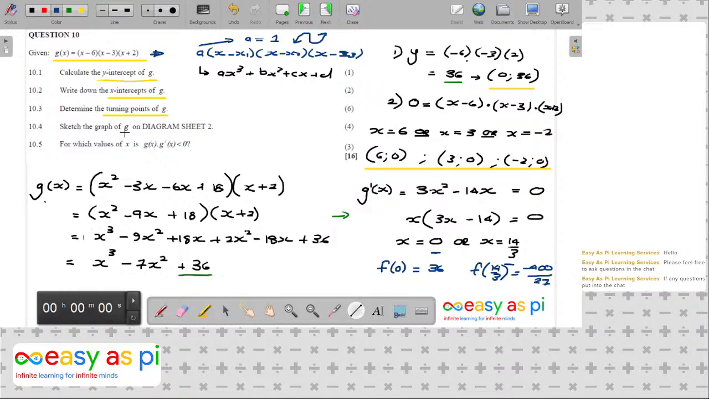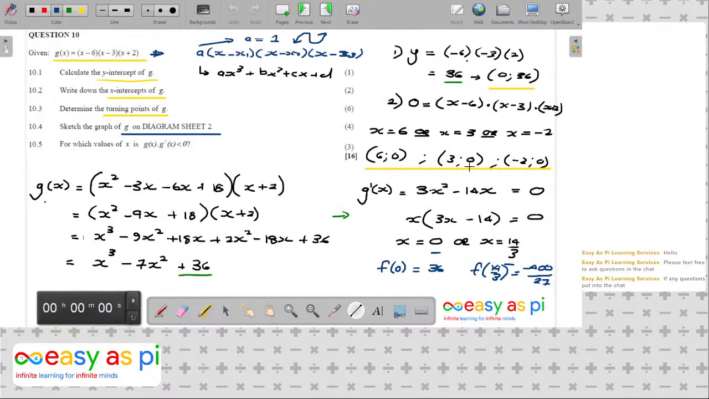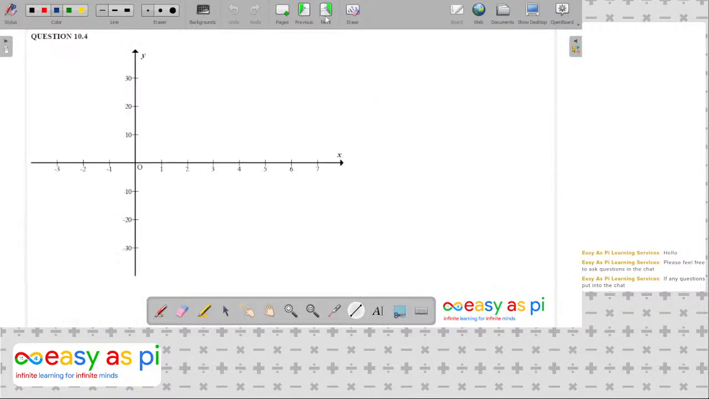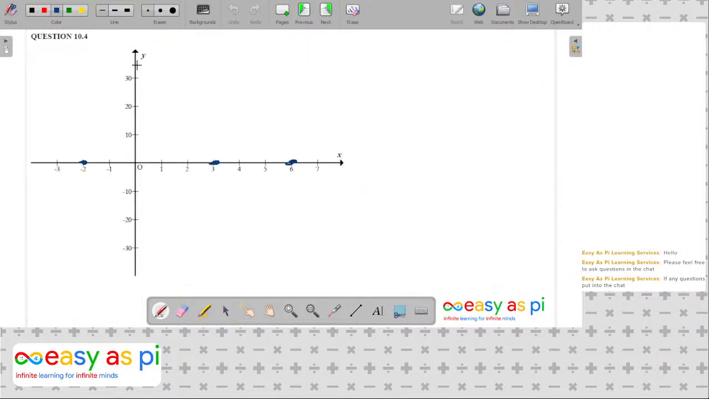You can see that the next question is to sketch the graph of g on the diagram sheet. So in the exam, you would have sketched it here. For instance, we know that there are x-intercepts at 6, 3, and minus 2. So you would have gone to minus 2 and put a point there, then 3 and 6. We also know that the y-intercept was at 36, so you would have estimated 36 roundabout here.